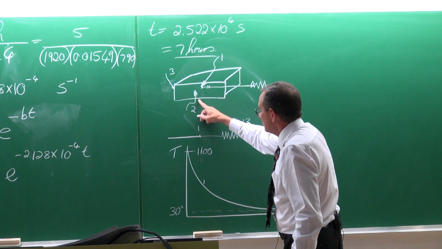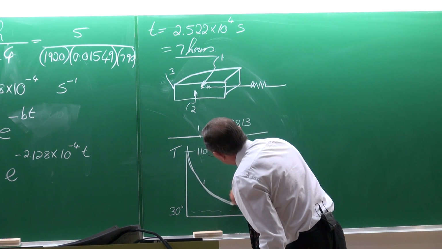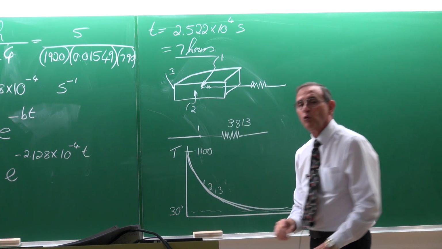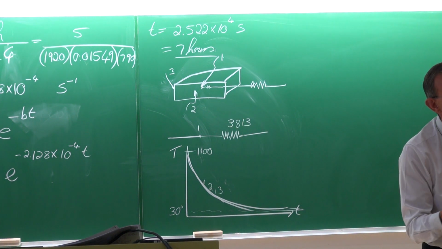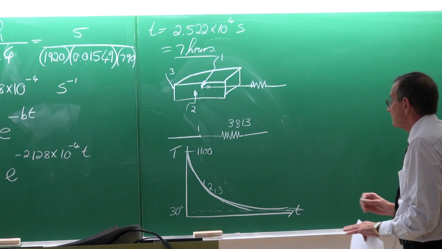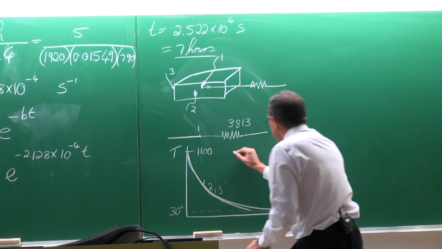However, the solution at point 2 will fall on the same line, as well as point 3. All of them give the same solution. That is what the lumped system approach means. So this is lumped.